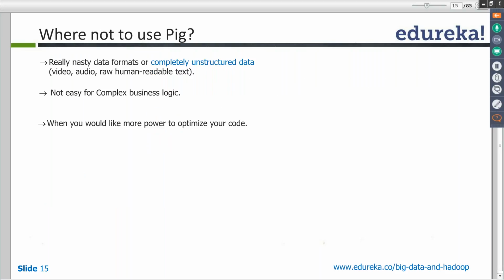Now, where not to use Pig? Where you have really nasty data or completely unstructured data, like your videos, audios, human readable PDFs, text, those kinds of data, you should avoid using Pig. You should also not use it where the business logic is very complex.